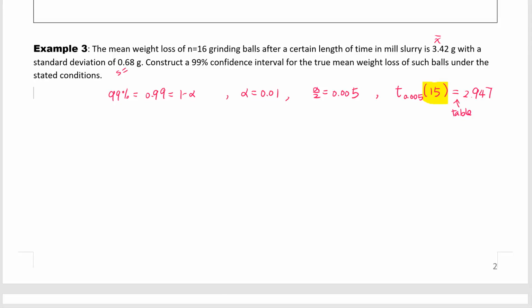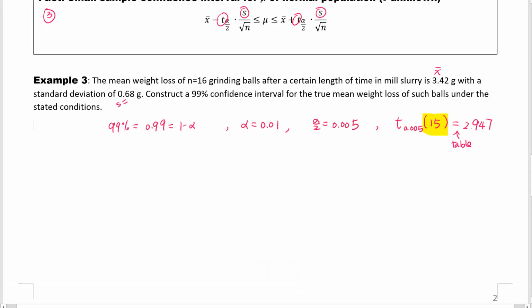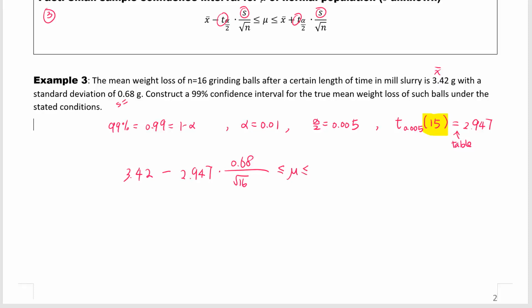Okay, let's plug in our formula. X bar is 3.42 minus t is 2.947 times s is 0.68 over square root of n, so square root of 16, less than or equal to mu, less than or equal to the same thing on the left, but plus.